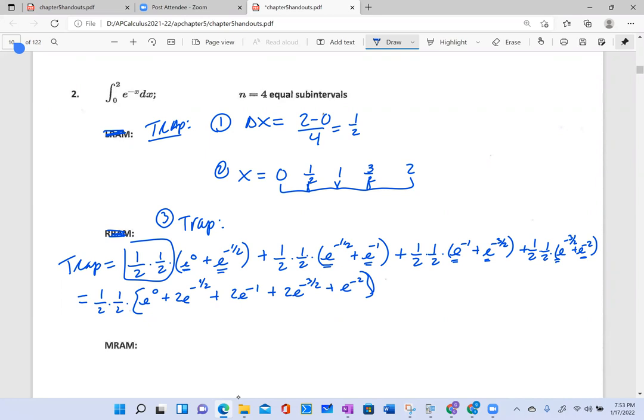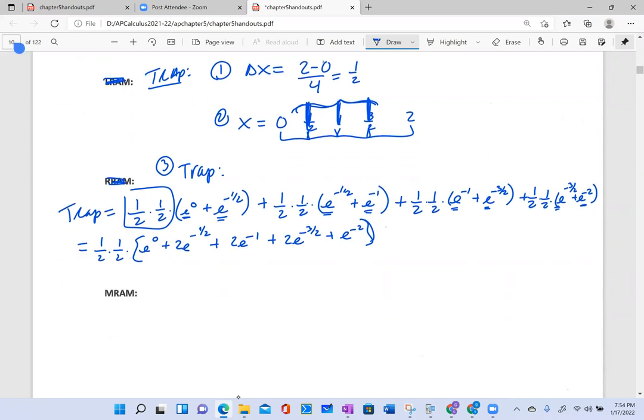So e to the 0 is 1. I doubled all of these. All of these y's got doubled because with the trapezoids, these are bases between two trapezoids. This is a base between the first and the second. This is a base between the second and the third. And this is a common base between the third and the fourth. And that's why that makes sense. It gets doubled. And then, of course, right here, this could just become a 1/4. Okay.